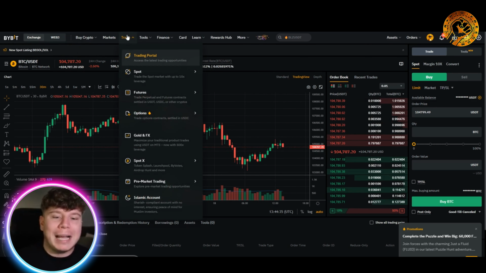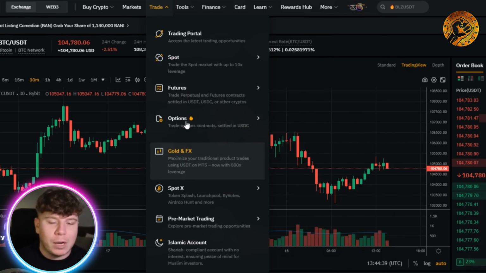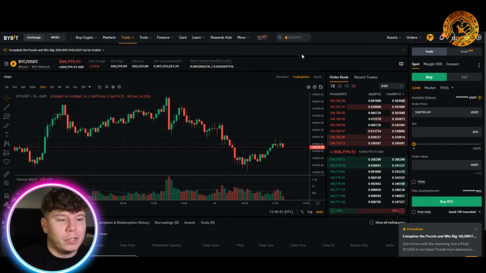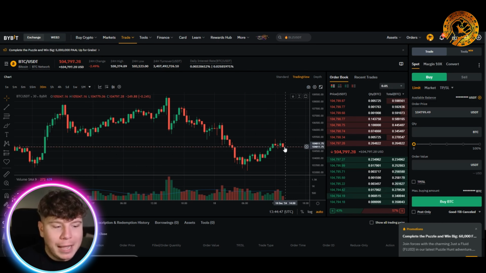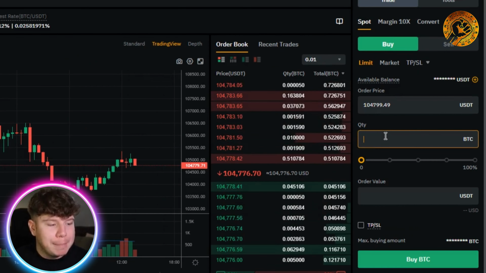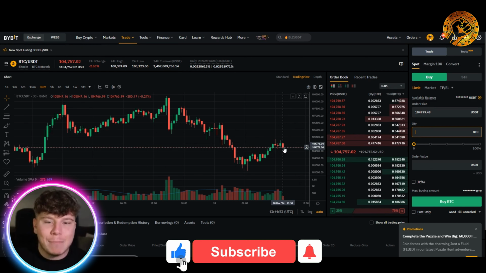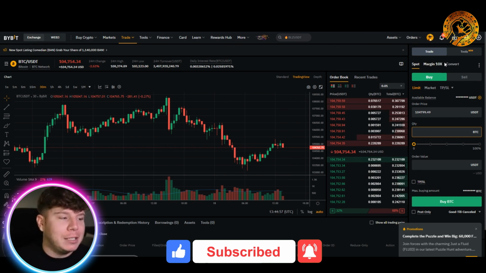Now, if you want to actually trade this, you can go through the trading portal. You can go into spot, futures, options, gold effects, whatever you want. Spot trading is probably the most popular because you can literally trade on the spot, which is what we are here. That means you can get into the market right now at the price it's at, choose the amount you want to buy in, and then you are in this trade. You are in the market at the exact moment that you are looking at the screen. Now, that's the best way to do it, in my opinion, spot trading, okay?